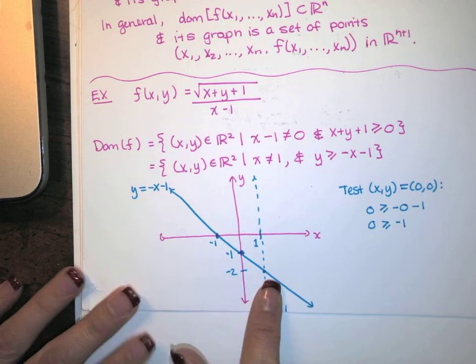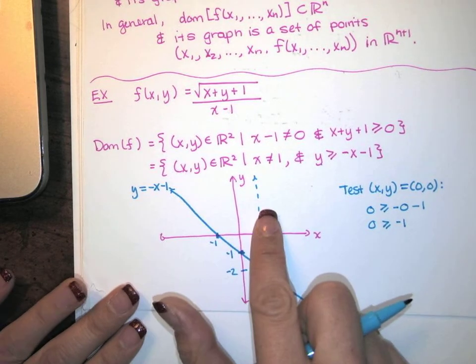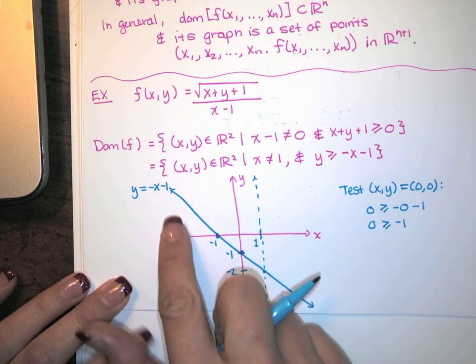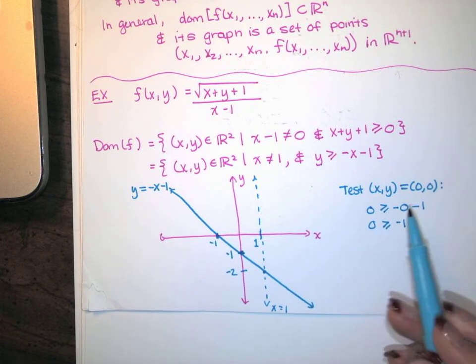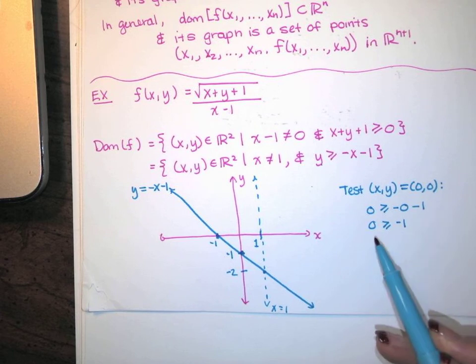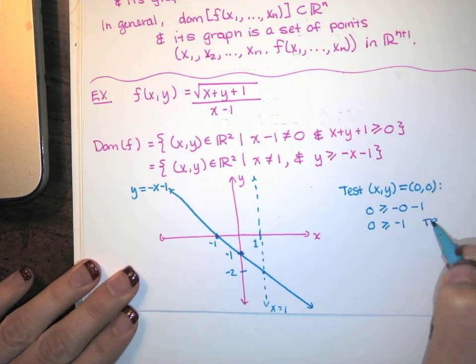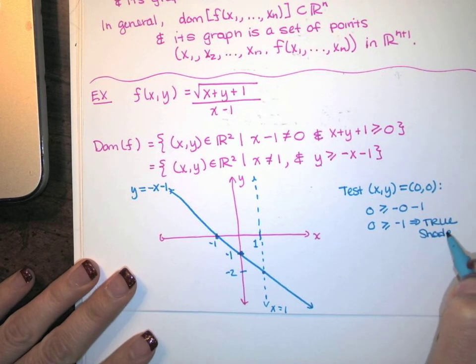Because this line separates the xy plane into two pieces. On one side of the line, y is going to be greater than negative x minus 1. On the other side of the line, y is going to be less than negative x minus 1. We just want to know which side of the line we should shade. So we plug in 0, 0, we get 0 is greater than or equal to negative 1. That's true. So we're going to shade the side that includes 0, 0.